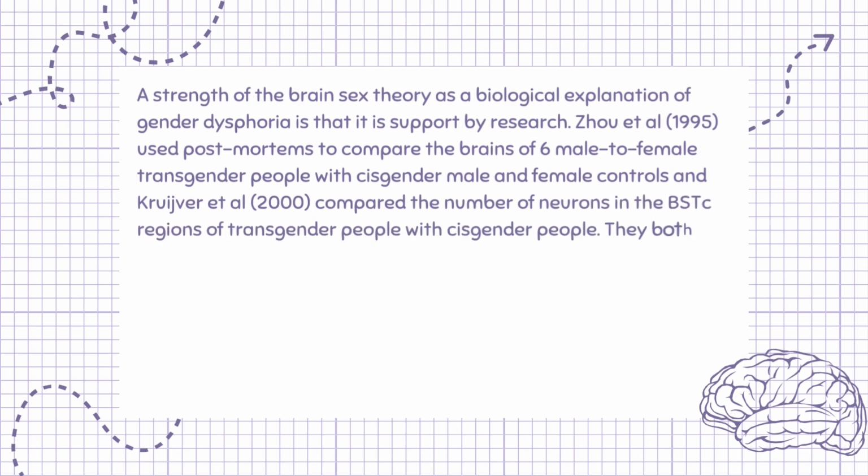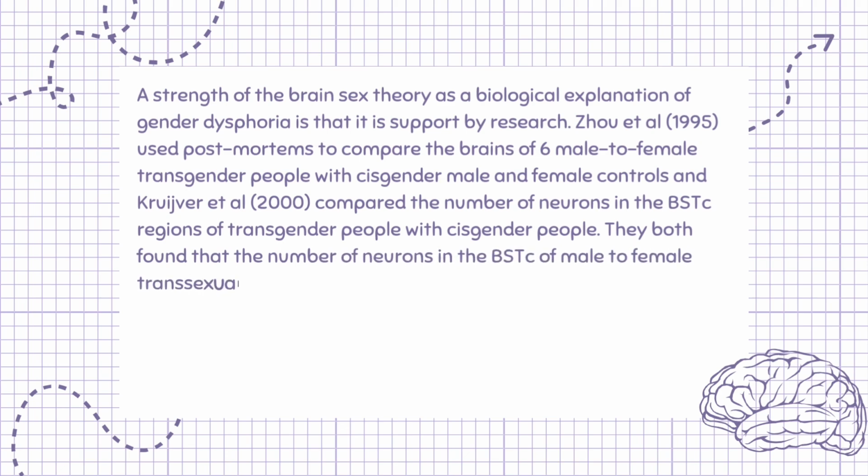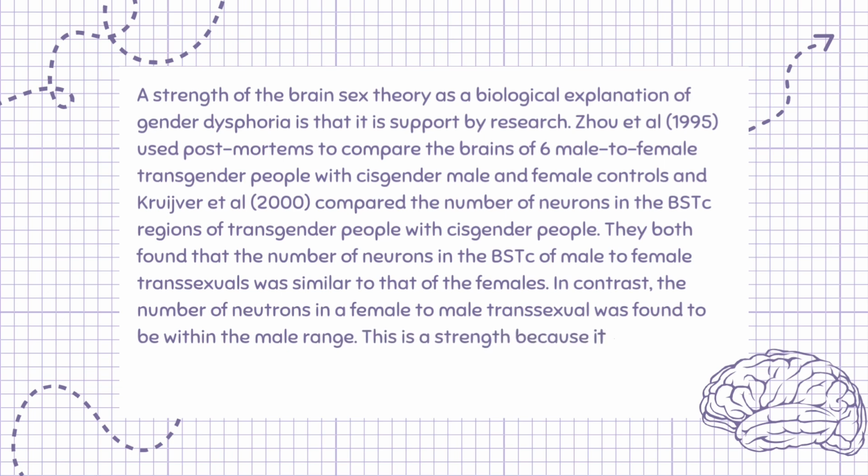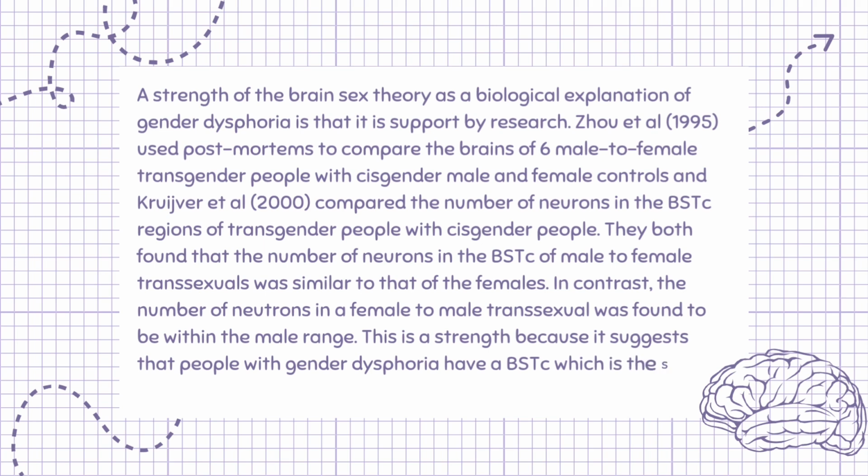They both found that the number of neurons in the BSTc of male-to-female transsexuals was similar to that of the females. In contrast, the number of neurons in a female-to-male transsexual was found to be within the male range. This is a strength because it suggests that people with gender dysphoria have a BSTc which is the size of the sex they identify with, not the size of their biological sex.